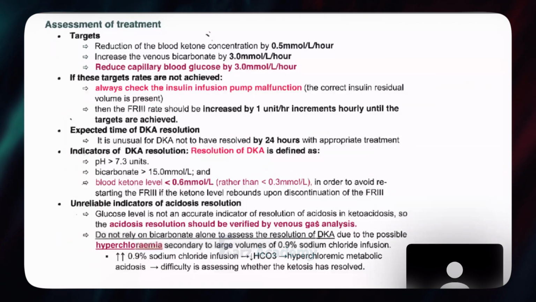Assessment of treatment target is reduction of blood ketones by this value, increasing the venous bicarbonate by 3, and reducing the capillary blood glucose by 3. So all these values for diabetic ketoacidosis need to be remembered, because these will be given in questions, and you will be asked whether the management is proper or whether you need to further resuscitate or increase the dose of insulin.